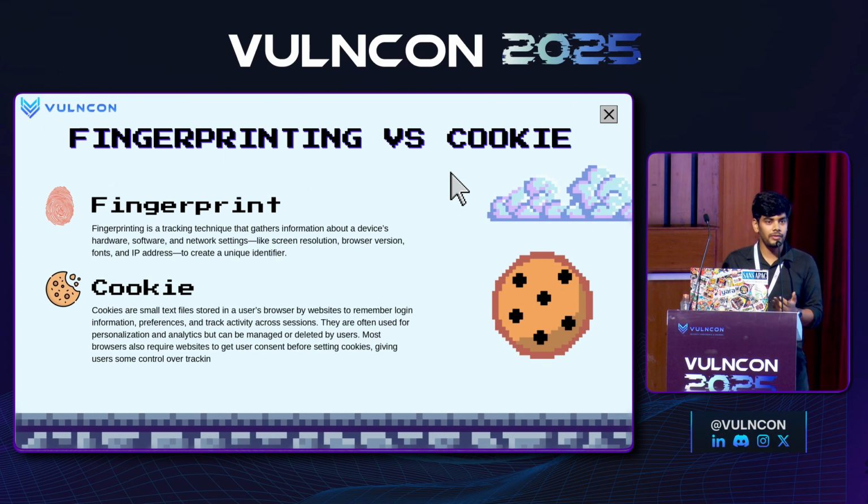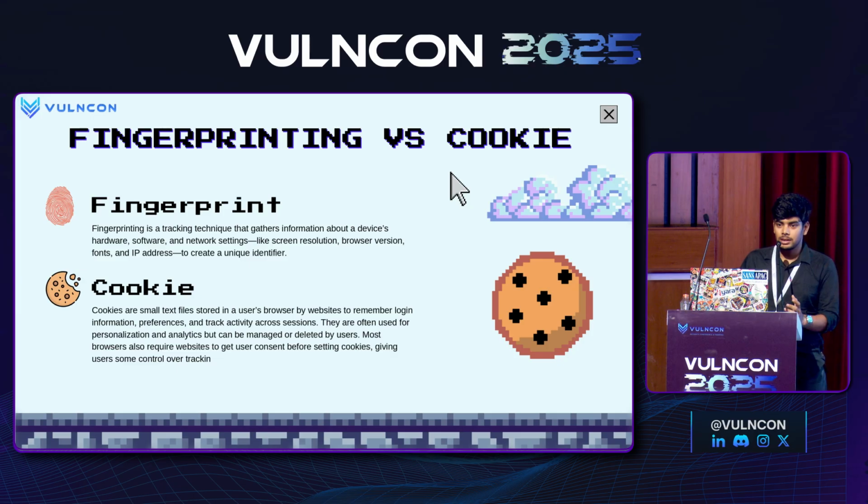But how is fingerprinting different from the cookies that have been around for years, which you know are used by websites for tracking? Cookies can be deleted by the user. They can be manipulated. They require your consent to be tracked. They don't work in incognito mode. They can be easily deleted or manipulated.